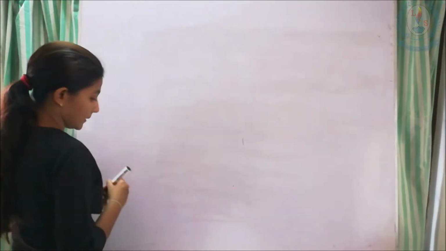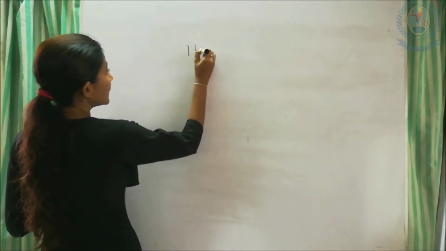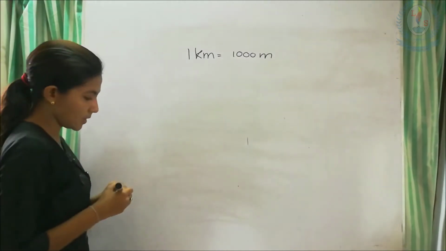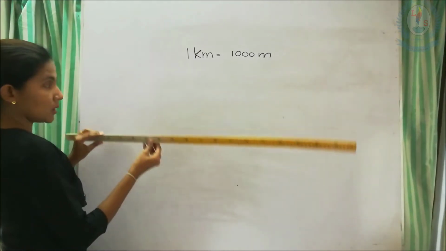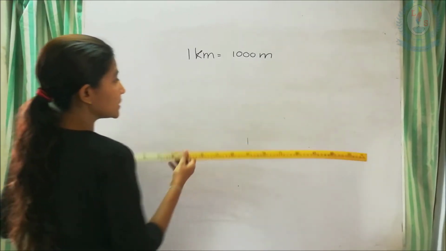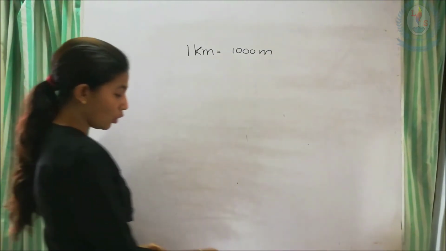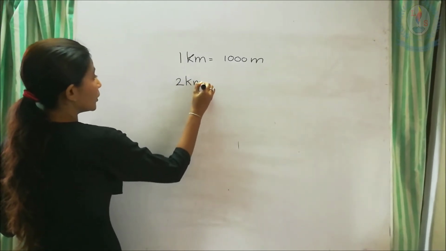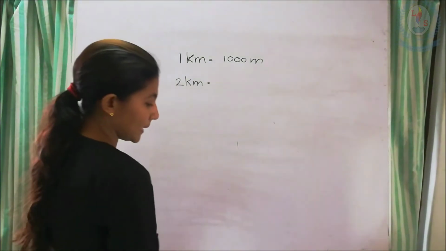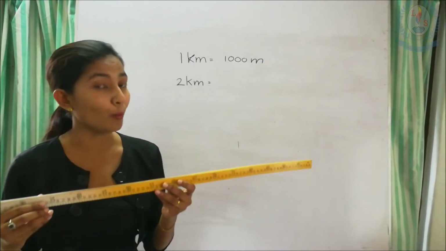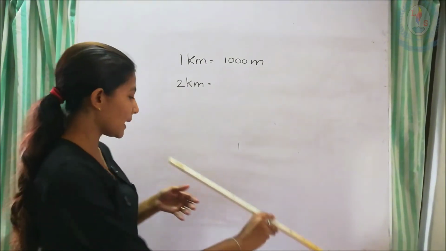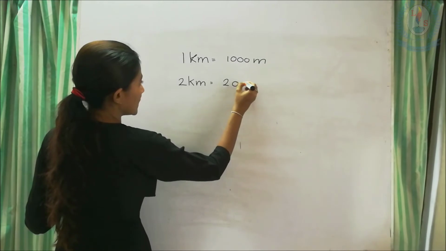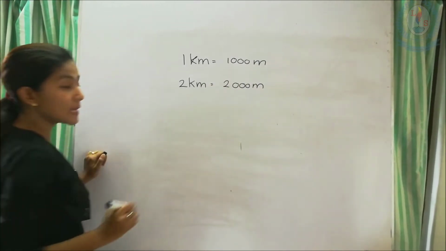So we learned that 1 kilometer means 1000 meters. That means the meter stick, when you keep it like this for 1000 times, you get 1 kilometer. Then tell me, 2 kilometers means how much? 2 kilometers means you are placing the meter stick how many times? Yes, you are placing the meter stick 2000 times. That means 2 kilometers is 2000 meters, right?